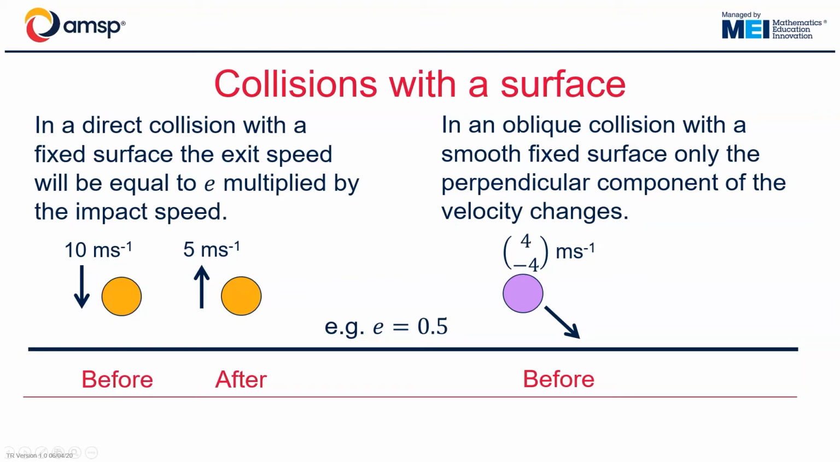So if we have a ball approaching the wall with the velocity components 4 and minus 4, then after the collision, assuming that e remains as 0.5, the horizontal component of the velocity will also still be 4. However, the vertical component has now changed. It has changed sign because it has changed direction, and it is also halved because of the value of e.